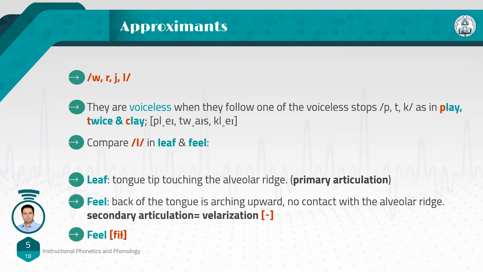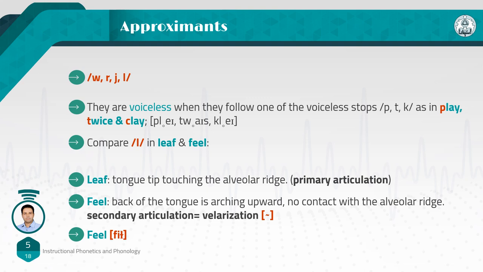The point here is that when we say leaf, it is the exact pronunciation of l, therefore we call it primary articulation. When we say feel, because it comes at the end of the word and we have the influence of the vowel preceding it, the place of the tongue is different and there is no contact with the alveolar ridge. It is the secondary articulation of l. We have this influence which we call velarization. This is called secondary articulation because this is not the first thing that comes to mind when we say l. That is the alveolar ridge: the tongue tip touches the alveolar ridge.